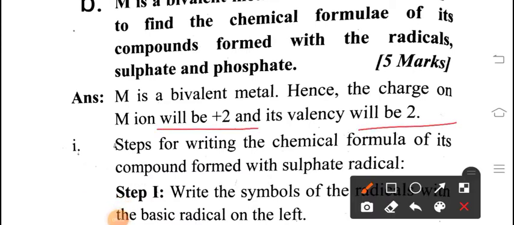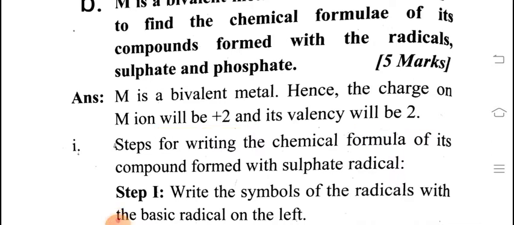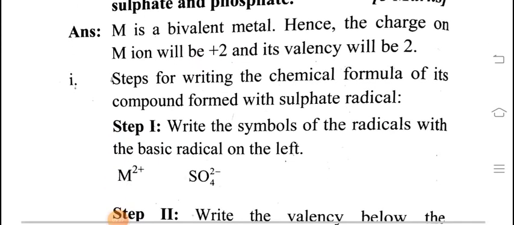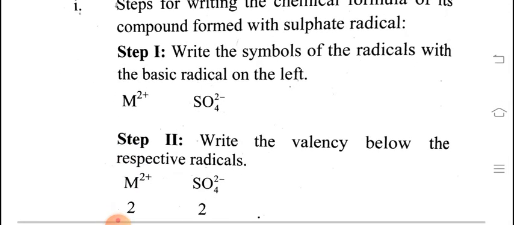Why will the valency be 2? Because in the outermost orbit 2 electrons are there, that is why we are writing 2 plus charge on the element, and hence its valency will be 2. Steps for writing the chemical formula of its compound formed with sulfate radical. The very first step is to write the symbols of the radical with the basic radical on the left.